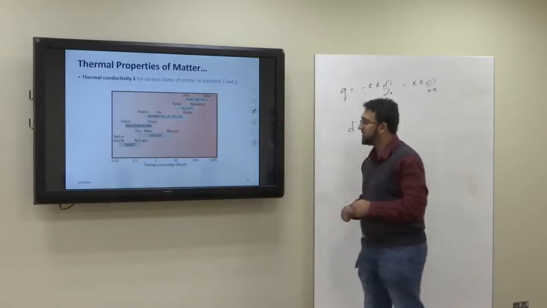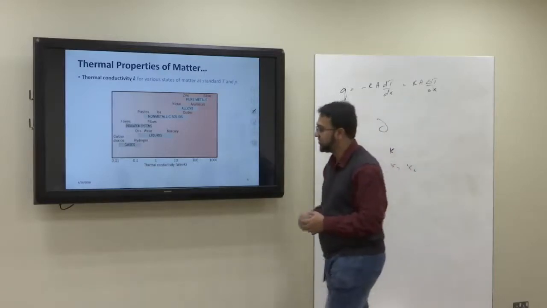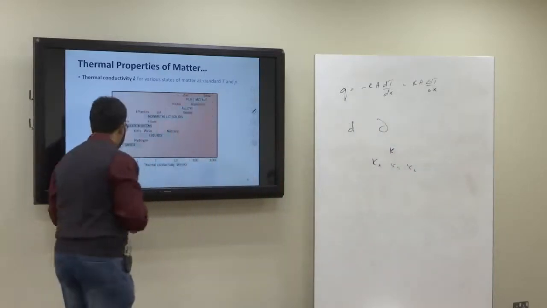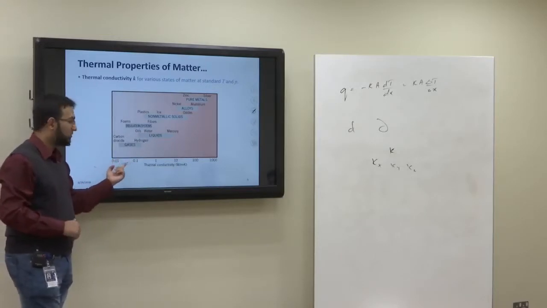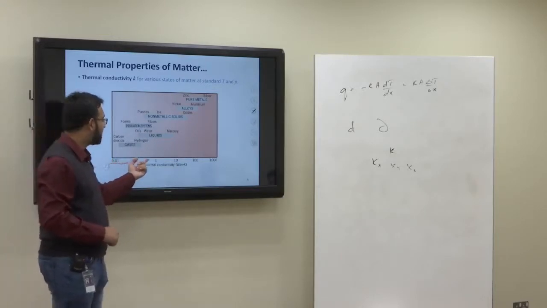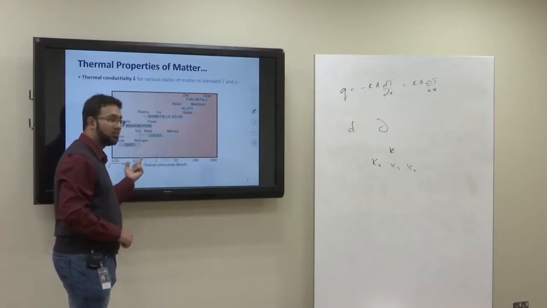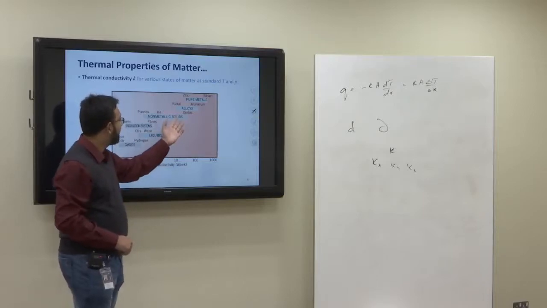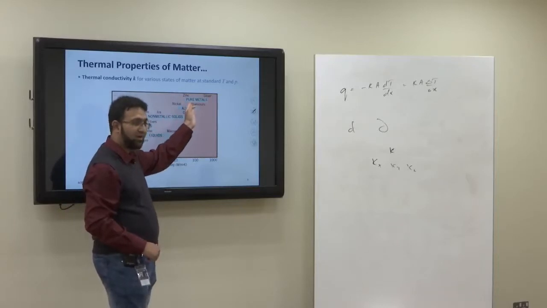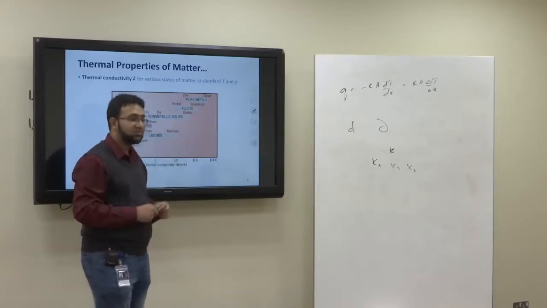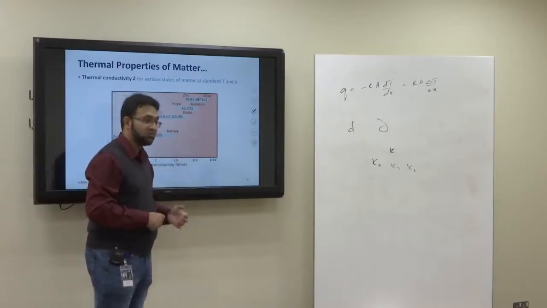This is just a diagram which will give you a sense of the K values, the thermal conductivity values. For gases it is very, very low, normally in the range of 0.01 to 0.1. For liquids, it's normally a bit higher, from 0.1 to 10. Then we have the non-metallic solids, then the alloys, then the pure metals. Pure metals have the highest conductivity, in the range of 100 to 1000.